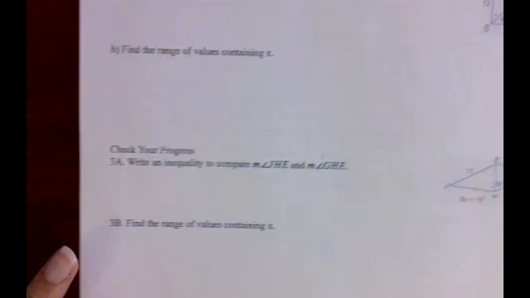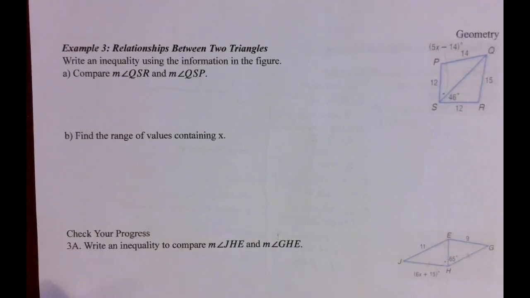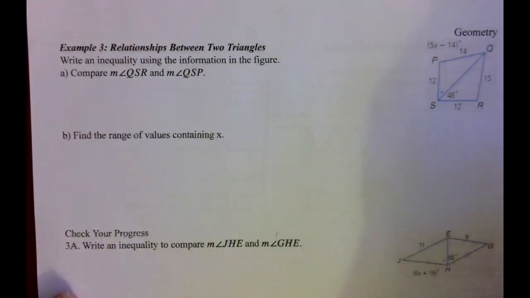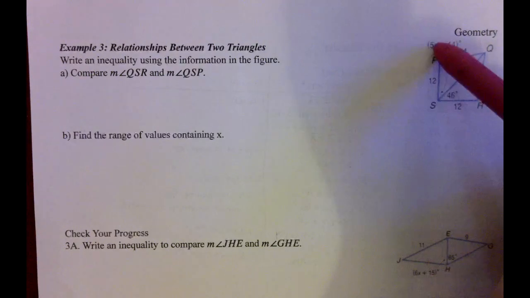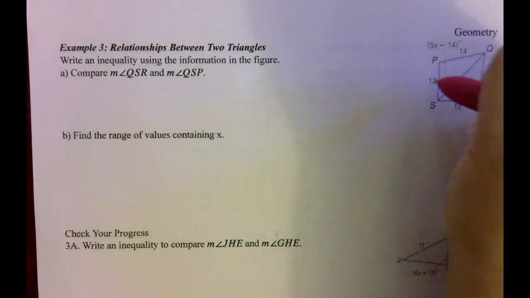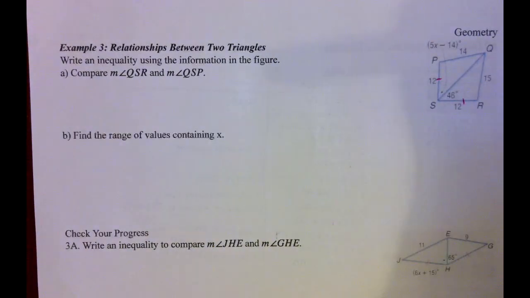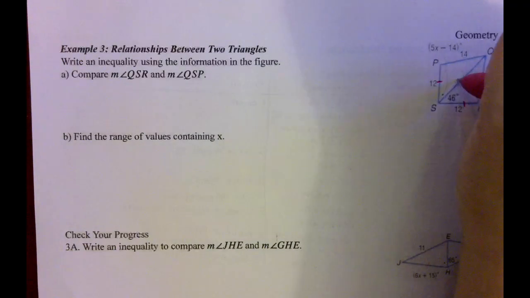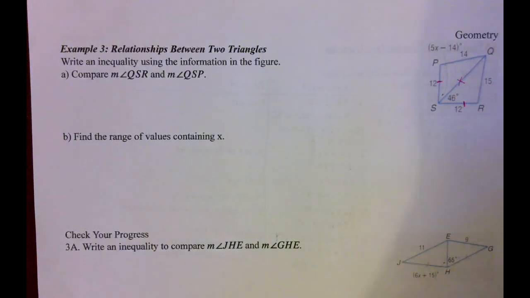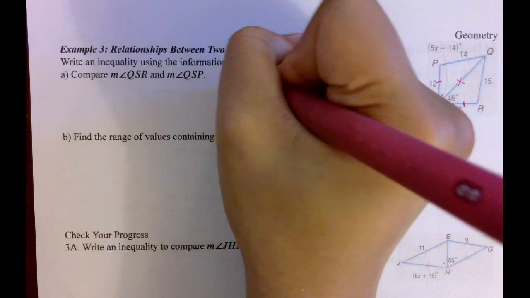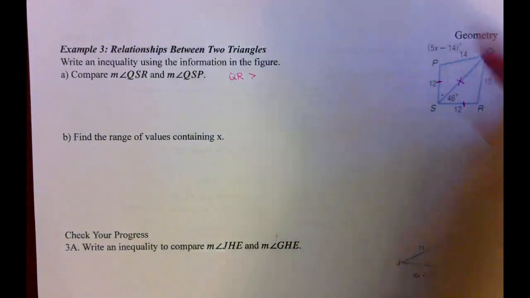So now we're going to do example 3. We're going to write an inequality using the information in the figure. Here, what I notice is I have two triangles. I note that PS is congruent to RS. QS is congruent to itself. And then here, QR is greater than PQ.